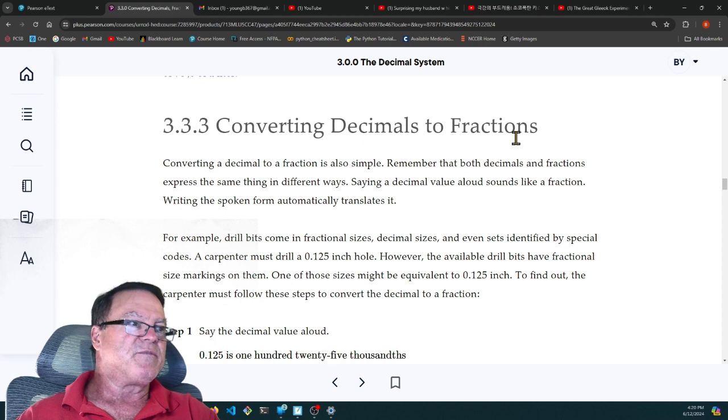3.3.3, converting decimals to fractions. Converting a decimal to a fraction is also simple. Remember that both decimals and fractions express the same thing in different ways. Saying a decimal value aloud sounds like a fraction. Writing the spoken form automatically translates it.